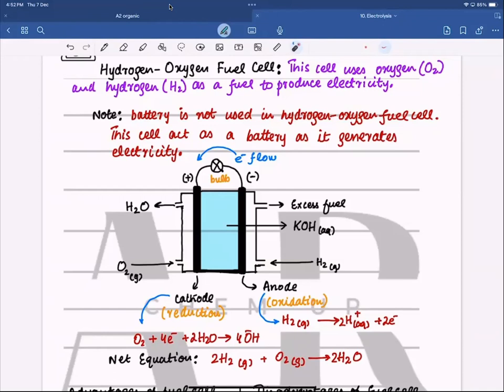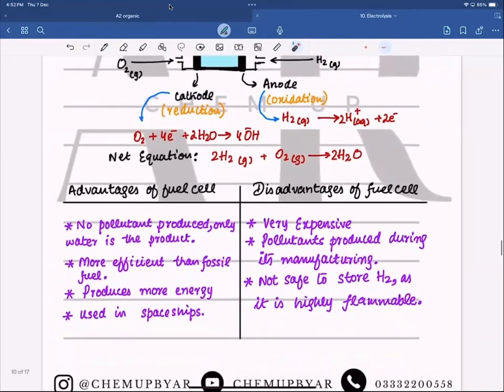Okay, everybody completed till here? Okay. Then we have advantages and disadvantages of the fuel cell. Yes, Khatija?